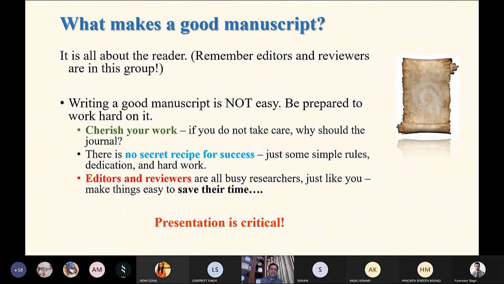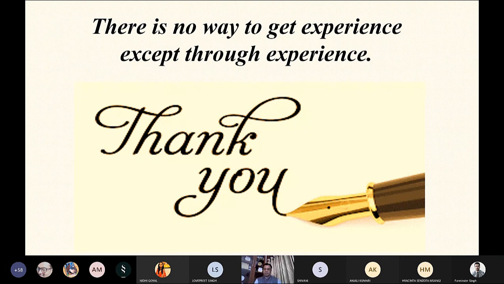The only secret is that we have to dedicate ourselves, work hard, and keep patience when we are developing the work. So there is no secret recipe for success. The presentation part is very critical. I would say the way we present things in the manuscript is more important for the journals, the reviewers, the readers, the editor and the chief editors of the journal. So that's all from my side.